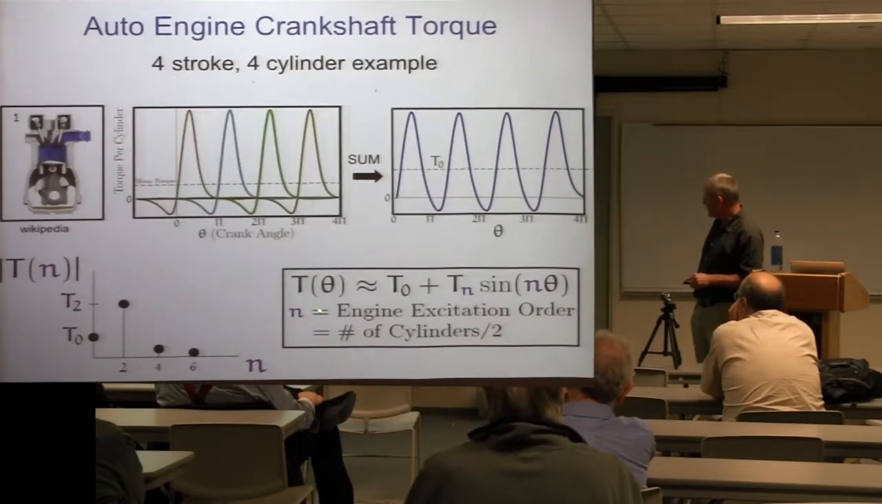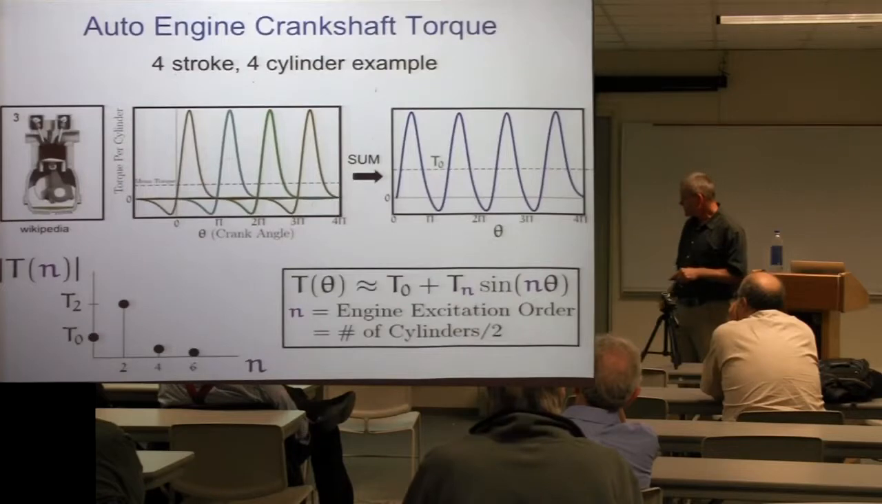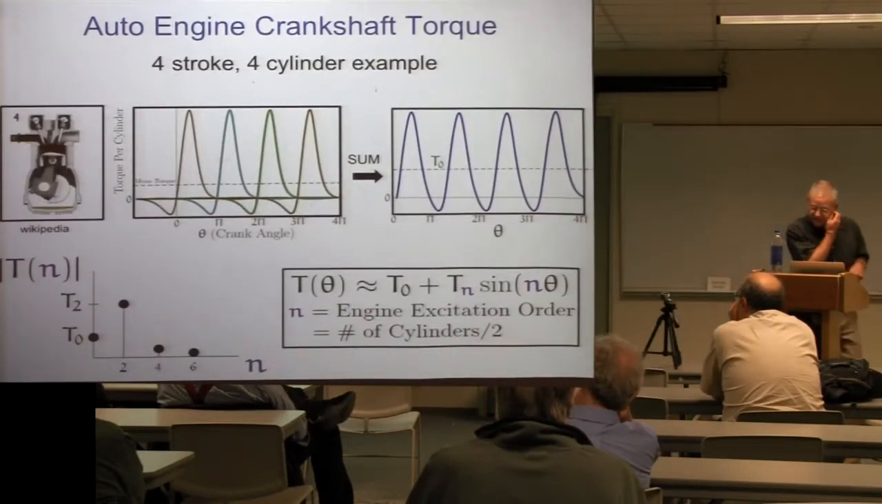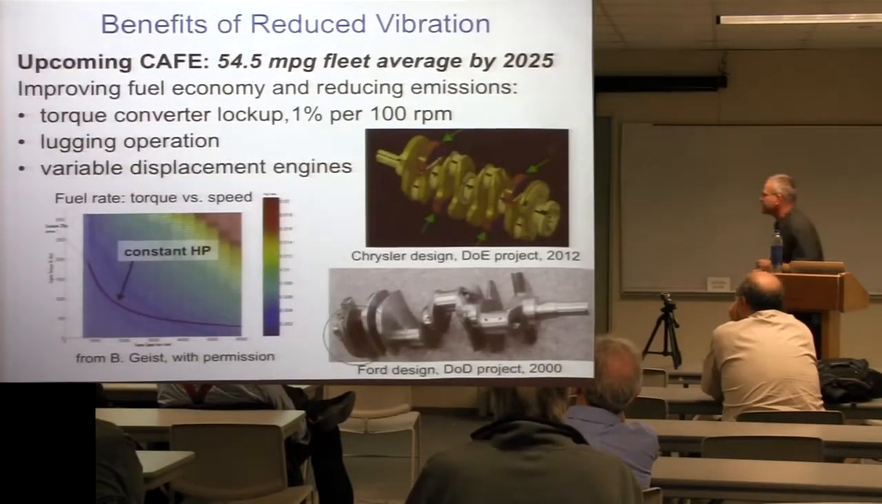For an engine with n cylinders, 4-stroke, this excitation order is number of cylinders divided by 2. So you look at the harmonic components, again, this is in crank angle space. So I'm really interested in this torque, and that's a torque on the crankshaft.